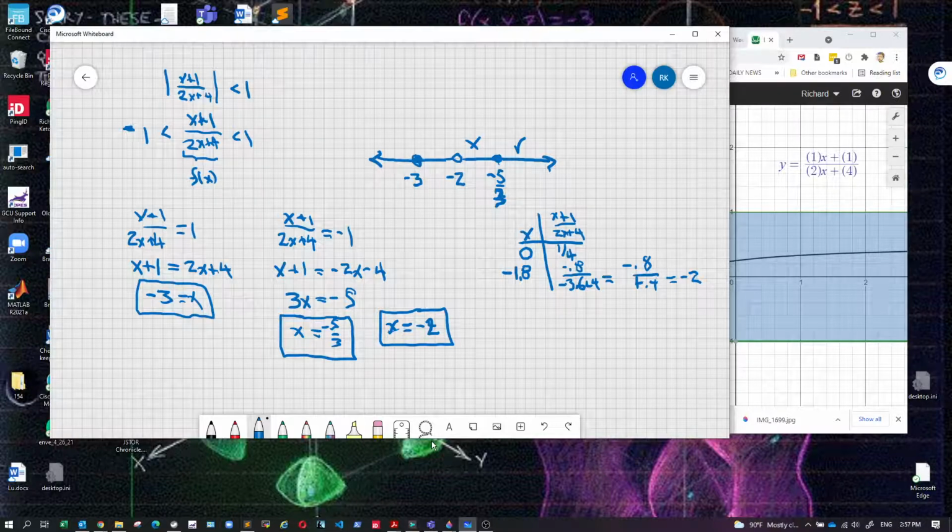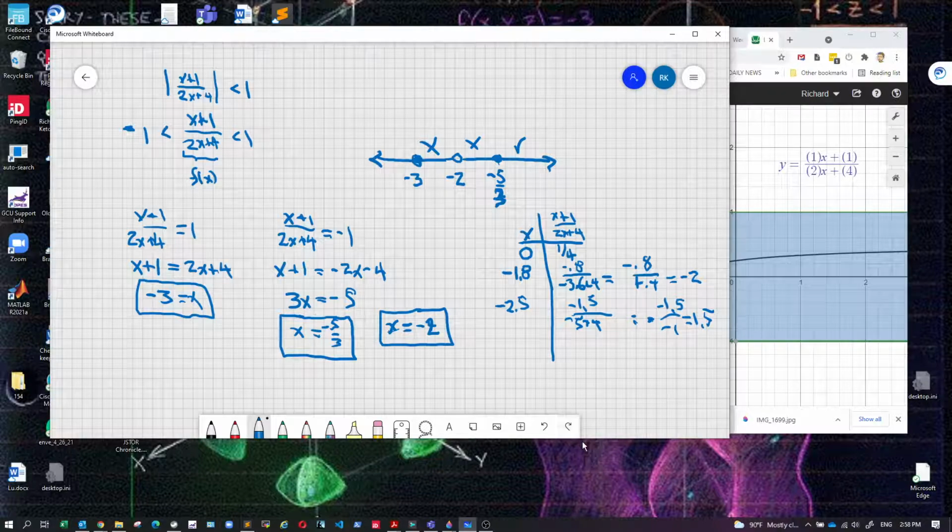Now in between here, I have to choose something like minus 2.5. Again, I have to do this annoying stuff. By the way, I'm perfectly fine with you plugging this part into a calculator. So minus 2.5 plus 1 would be minus 1.5. Then 2 of those would be minus 5, plus 4, so minus 1. So this would be minus 1.5 over minus 1, which would be 1.5, which is outside the interval minus 1 to 1, so that's bad.